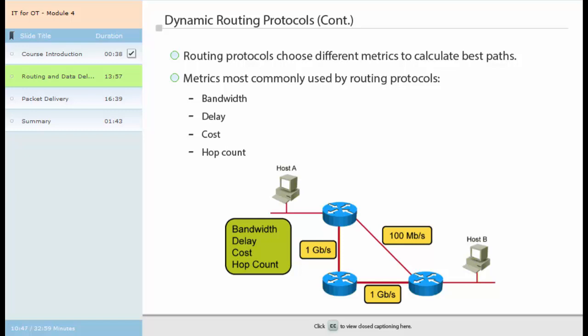Bandwidth is the data capacity of a link, the connection between the two network devices. Delay is the length of time that is required to move a packet along each link from the source to the destination.